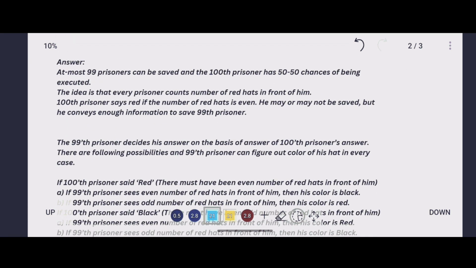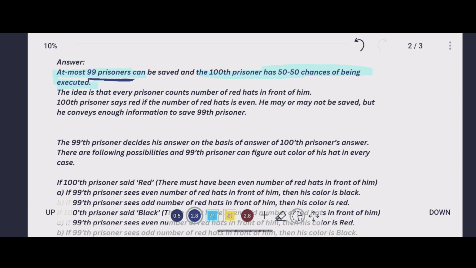See, the answer is at most 99 prisoners can be saved and the 100th prisoner has a 50-50 chance of being executed. Okay, so the right answer is at most 99 prisoners can be saved. Now, what is that strategy with the help of which at most 99 prisoners can be saved? Let's take a look at that.